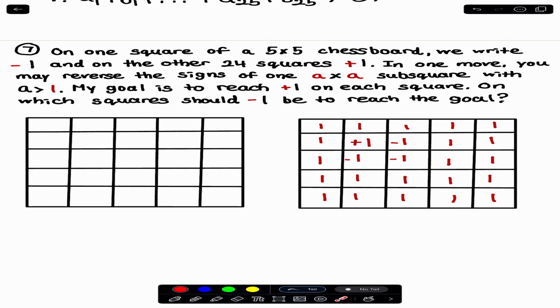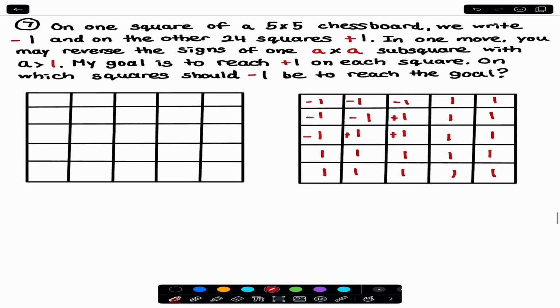We can go again. Let's say it has to be a square though. So let's say this 3 by 3 subsquare. Now we have to change all of the signs back. So this is a positive 1 again, but now all of these are negative 1s. So that's how the problem works.